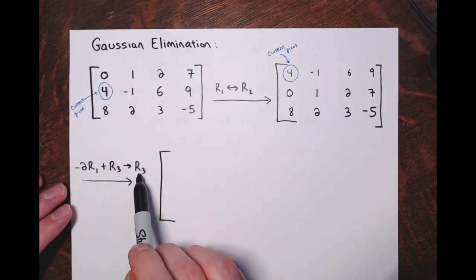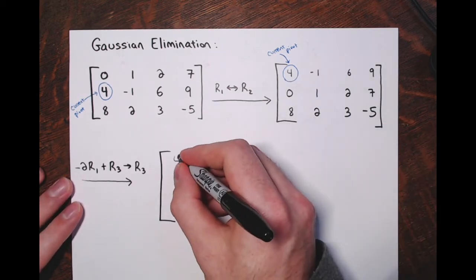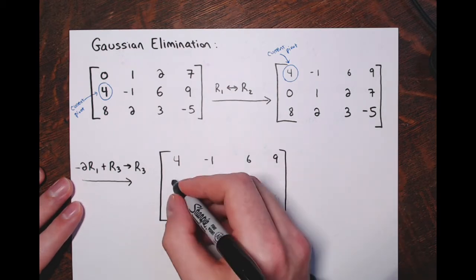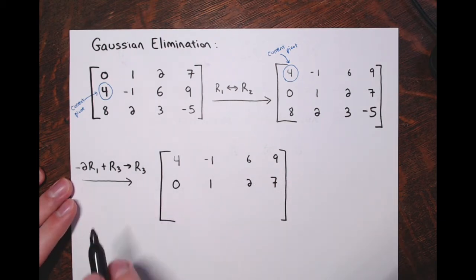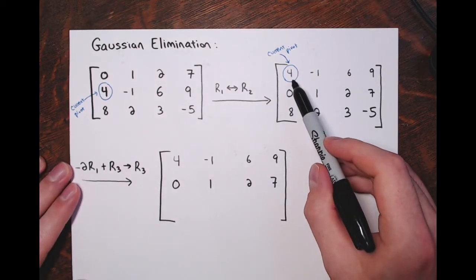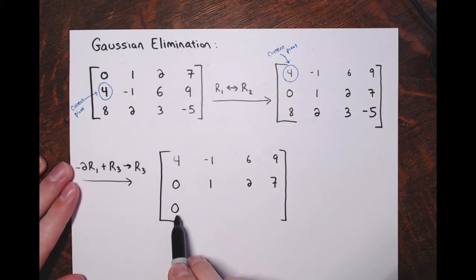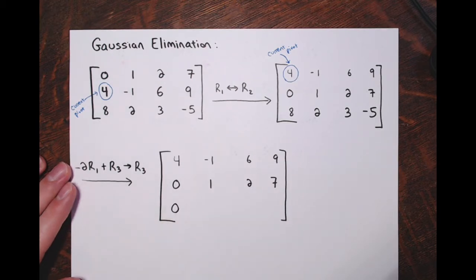So notice I'm only replacing row 3. Row 1 and row 2 aren't changing, so I'm going to keep those the way they are: 4, negative 1, 6, 9, 0, 1, 2, 7. It's row 3 that's being replaced, that the arrow is pointing to. And I'm replacing it with negative 2 times row 1 plus row 3. So negative 2 times 4 is negative 8. Negative 8 plus 8 is 0. So what I have done here is I've zeroed out that third row, first column entry. And now my pivot 4, the current pivot, has zeros below it like I wanted.